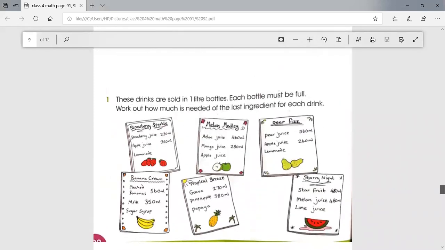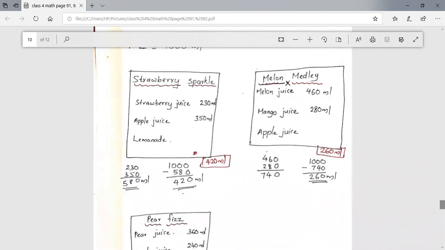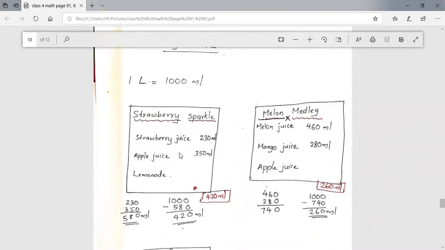These drinks are sold in 1 liter bottles. Each bottle must be full. Work out how much is needed of the last ingredient for each drink. For example, it is given like this. Strawberry sparkle: the ingredients are strawberry juice, 230 milliliters, apple juice, 350 milliliters, and lemonade. This all should be 1 liter, which means 1,000 milliliters.